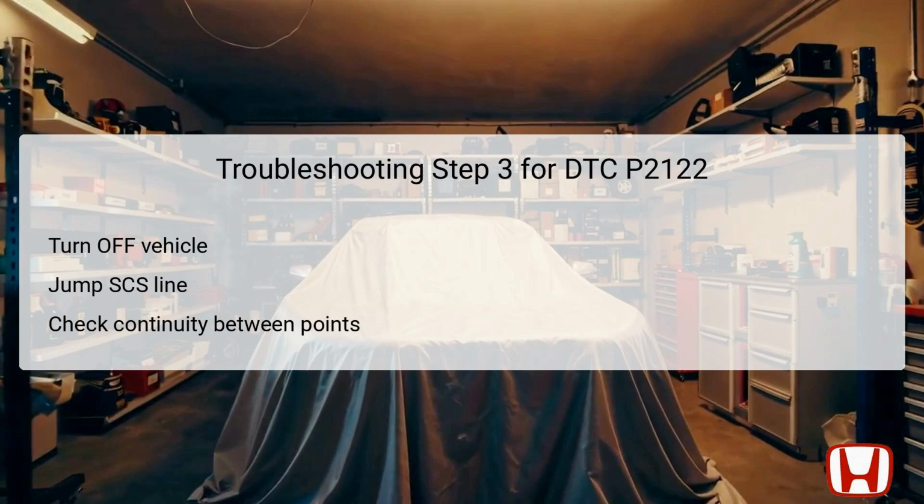After waiting for more than 1 minute, disconnect the PCM connector A, which has 51 pins. With both the APP sensor 6P connector and the PCM connector disconnected, you'll want to check for continuity between pin number 6 of the APP sensor connector and a solid body ground.